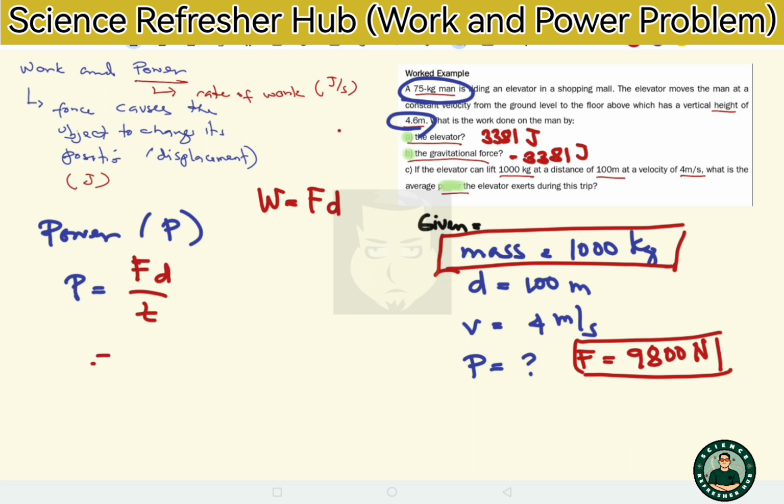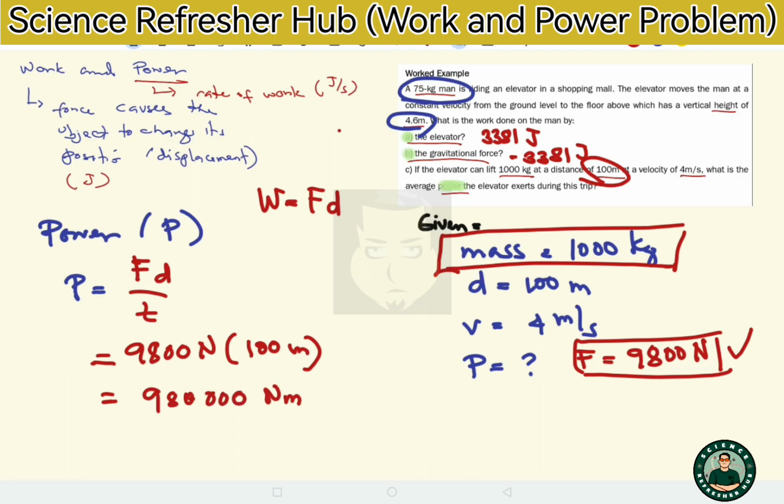Okay, so we already have the value of force. We calculated it seconds ago, 9,800 newtons. And displacement, it will move at a distance of 100 meters. So 9,800 times 100, you will have 980,000 Newton meter. Okay, Newton meter or joule, right? So we already have the work here. This is still the work, right?